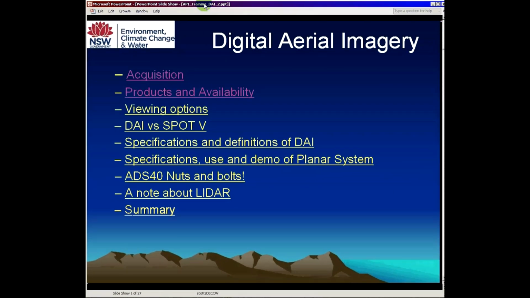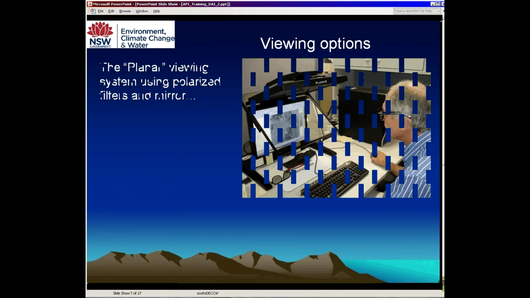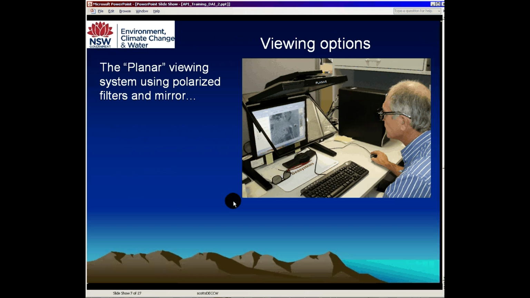Okay, moving on to viewing options for the digital aerial imagery. We have a range of different options. The system that we've purchased in-house is the Planar monitor system, which is produced by Planar Co in the United States, and consists of two LCD monitors with a semi-silvered polarizing mirror in between, and the user wears a pair of polarizing glasses. One eye sees through the semi-silvered mirror to the image on the screen behind it, the other eye reflects off it and sees an image on the screen on the top.